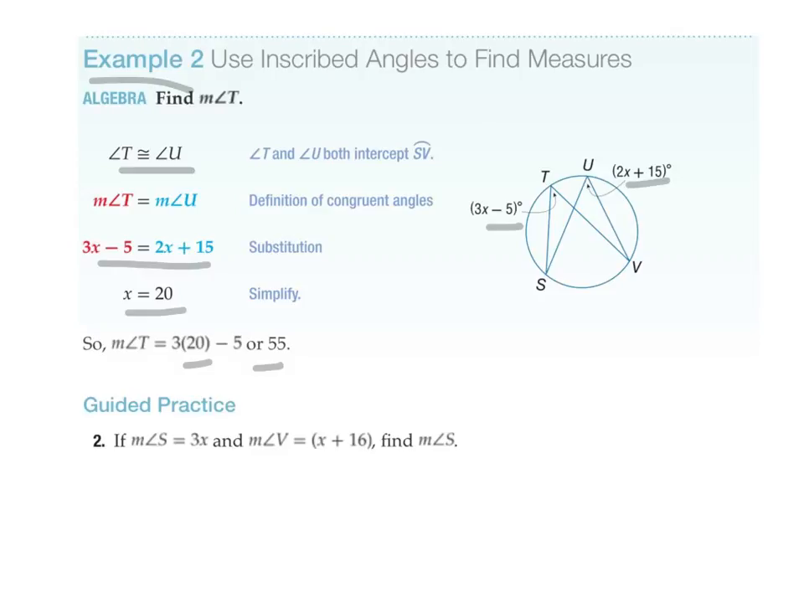So 3x, 3 times 20 minus 5 by the example is 55 degrees. And then 2 times 20 plus the 15 is also 55 degrees. Okay, so if you get the same answer, your algebra is correct.